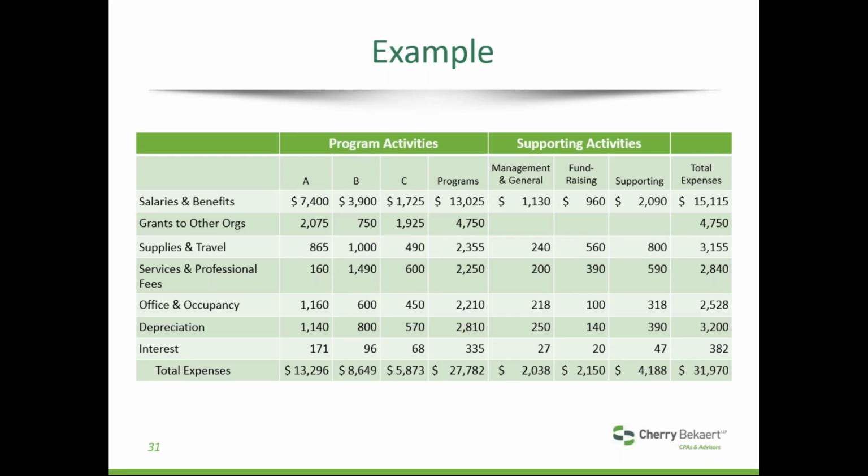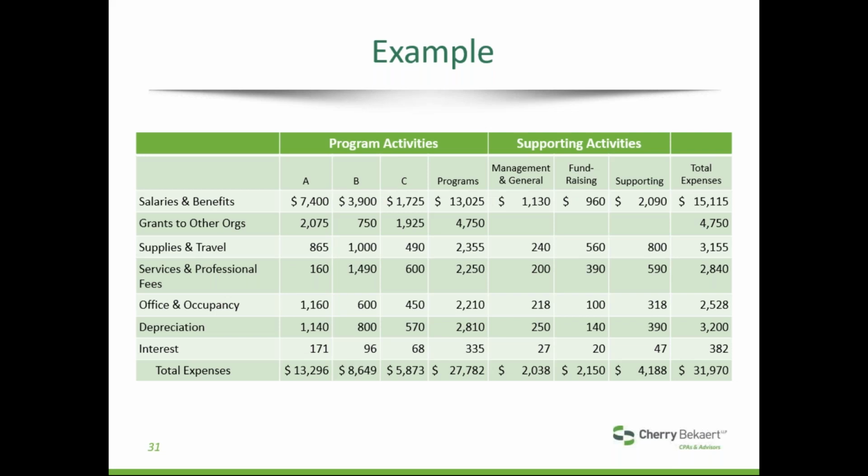This is an example of how we've seen a lot of organizations report this information. You've got your functions across the top of the schedule, so you can see your program activities. This organization had 3 program activities, A, B, and C, and you'd write out what they were, instructional, scholarships, and so on and so forth. And then you have your supporting activities with management in general and fundraising. So that's across the top, and then going down the left-hand side, you'll see your natural categories of expenses, your salaries, grants, supplies, and so on and so forth.